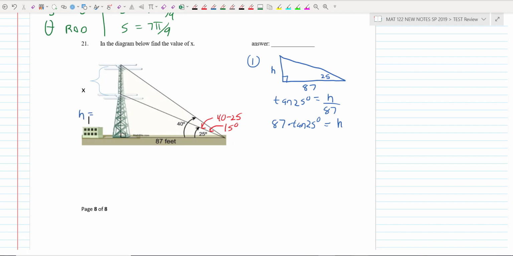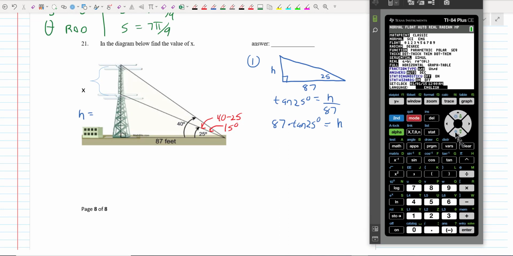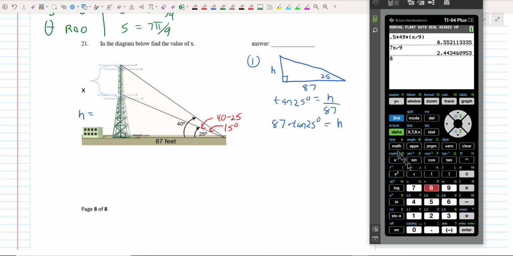So that would end up giving this height right here. I'll do that on the calculator, and again, check your mode. Got to go back to degree mode here. When I do this, I've got 87 times tangent of 25. I'll round that off to one decimal, so that height right there is about 40.6 feet. Okay, so we got that now.